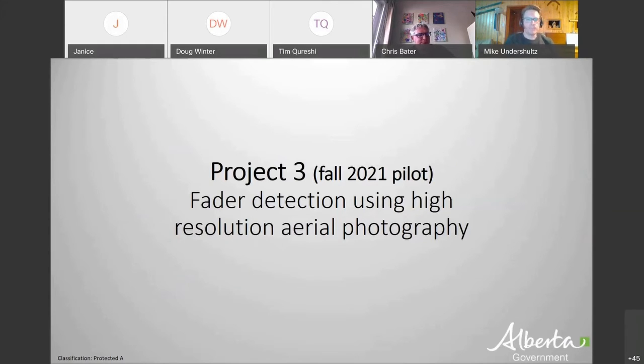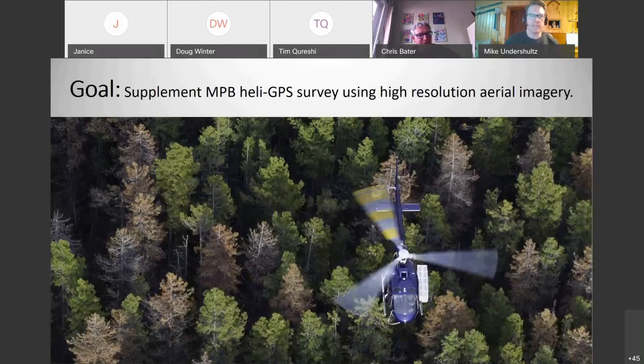On to project 3. This one is a bit of a pilot project because we have not tried it yet. But the idea for this one is to be identifying the faders. So again, back to the fade phenology slide, we're talking about the trees that are just changing color in the first year. Timing wise, we do have some plans for image acquisition. We're thinking minimum 30 centimeter resolution, from what we've learned, is going to be required. And it's going to be in place this fall for our heli GPS surveys.